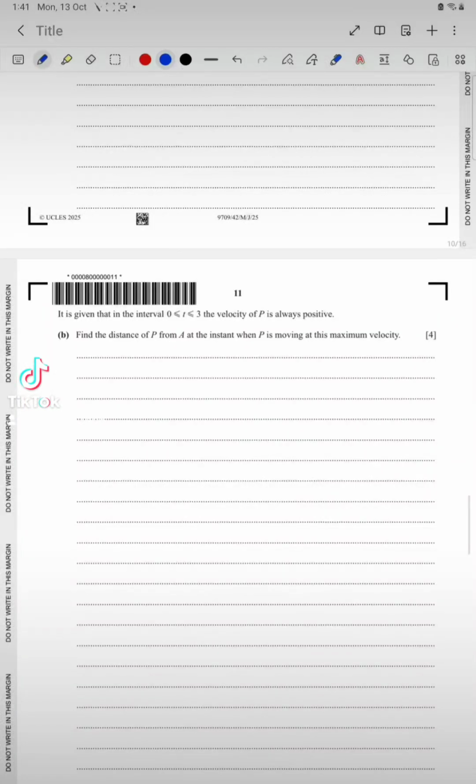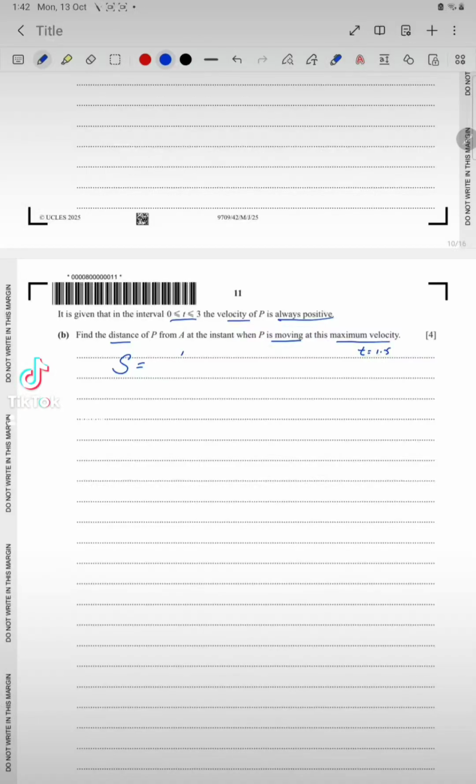Okay, now the B part of this question. It is given that in the interval 0 to 3, the velocity of P is always positive. Find the distance of P from A at the instant when P is moving at the maximum velocity. So for distance you need to integrate, and it is always positive. At maximum velocity, we get t is equal to 1.5.